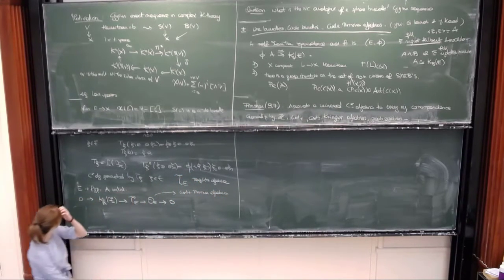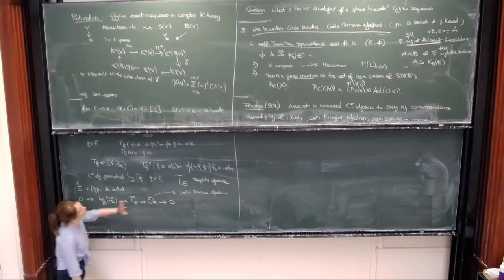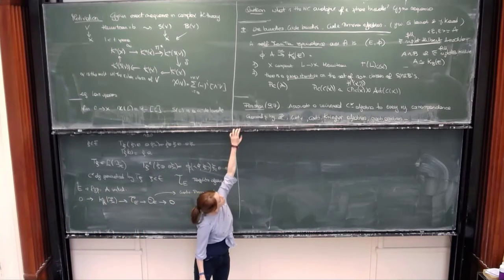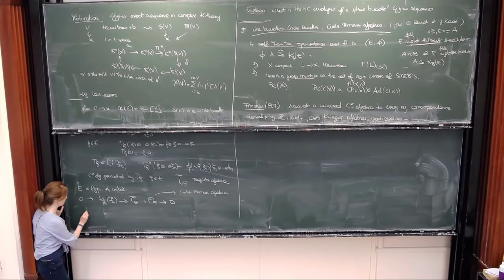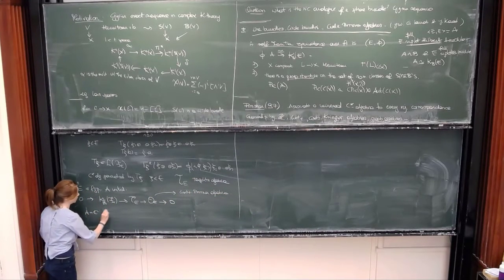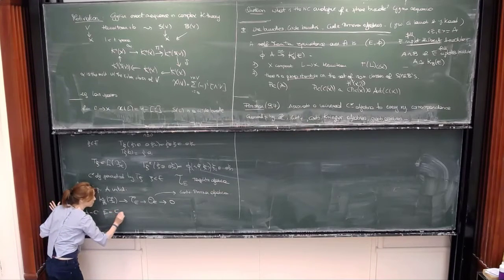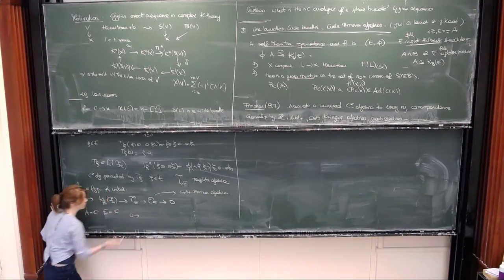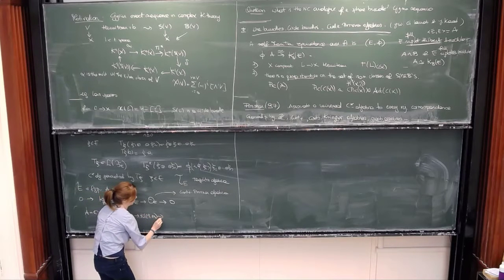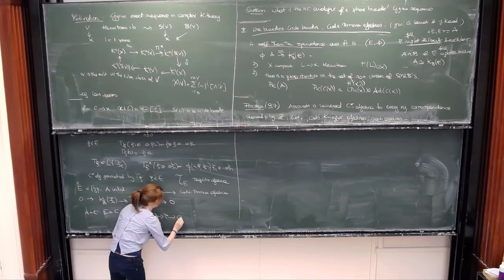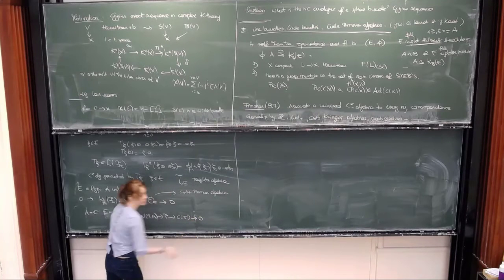So special cases give back the algebras that I listed here. For instance, if one takes A to be the complex numbers and E to be the complex numbers, then one gets the usual Toeplitz extension.